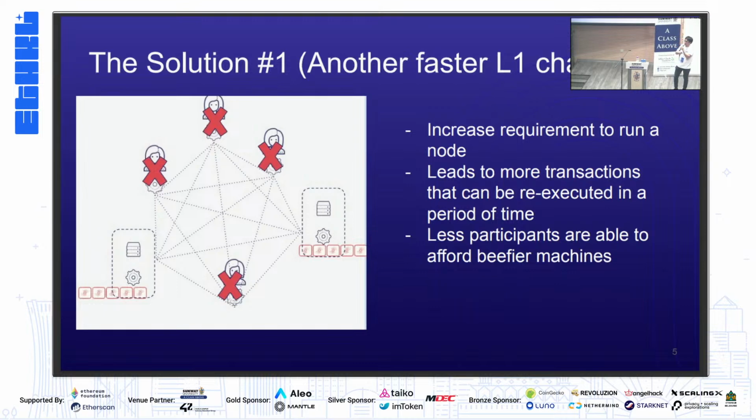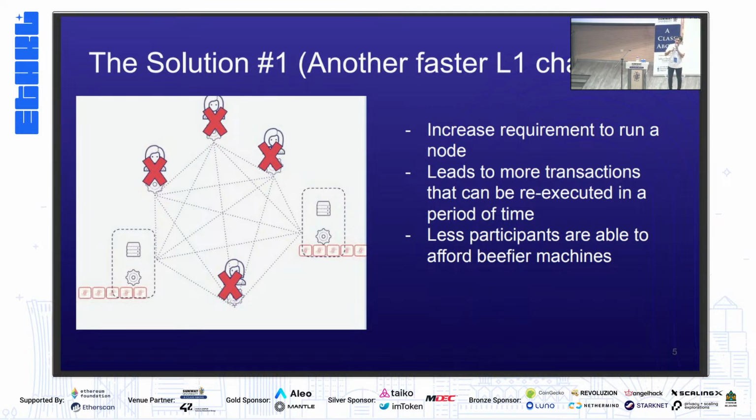So there are a couple of solutions. Let me introduce one of the solutions that people have used. Solution number one: another faster L1 chain. Not going to name names here, but we have seen a couple of so-called faster L1 chains that appear, claiming, oh, we scale Ethereum, we are faster, we are cheaper. What they're actually doing is sacrificing this very important factor called decentralization, which is what blockchain has been preaching about since day one. They price out users who are not able to afford expensive machines, and in exchange, the ones running expensive machines get to run the million transactions.